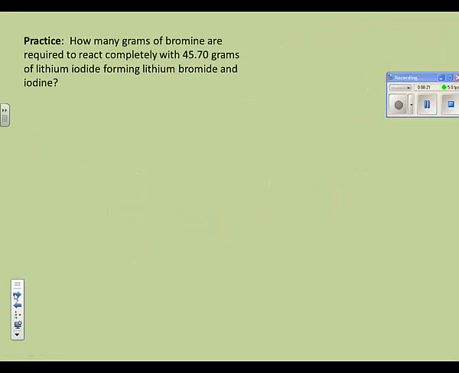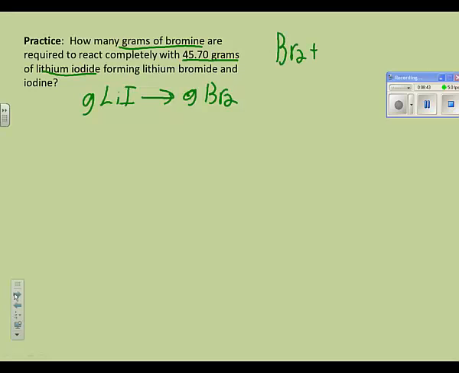So the next problem, we're starting with 45.7 grams of lithium iodide. So grams of lithium iodide. We're going to grams of bromine. Bromine is another one of those diatomics. So first you're going to need the balanced equation, which is going to be Br2 plus 2LiI, lithium iodide, to form 2 lithium bromides and an iodine, which is another diatomic.